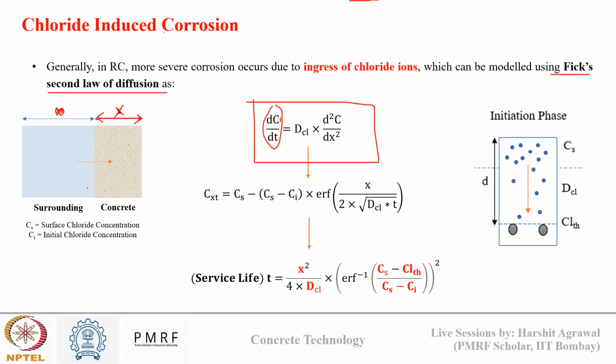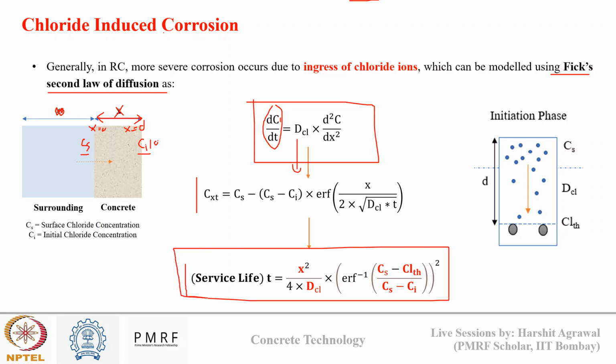We assume concrete as a homogeneous material, so chlorides are moving from this infinite environment into this finite space. At x equal to 0, which is the surface, the chloride concentration is Cs, and at x equal to d, which is the cover depth of concrete, the chloride concentration is Ci or maybe 0. It depends upon the quality of cement and water we are using. So chloride ions are moving from x equal to 0 to x equal to d. These are our boundary conditions. Knowing these, we can solve this equation and get the end equation.